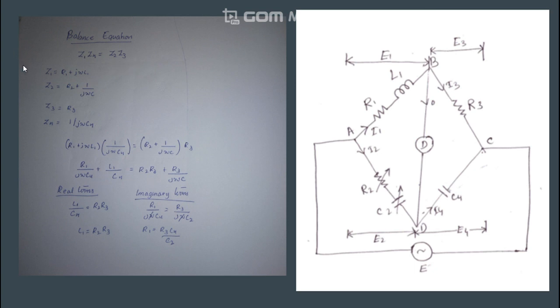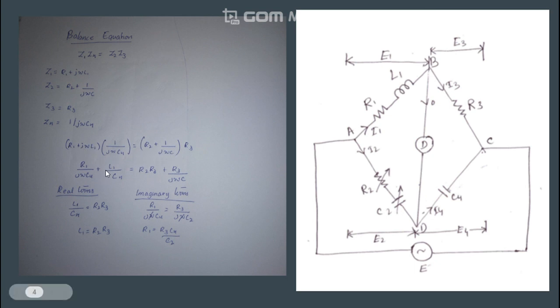Now identifying each impedance, Z1 is R1 plus j omega L1, which is the inductance, so it is the impedance at arm AB. Z2 is the impedance across arm AD, where we have R2 plus 1 divided by j omega C2. Z3 is just R3. Z4 is 1 divided by j omega C4. So on substituting all the known impedance values into the equation, we get this.